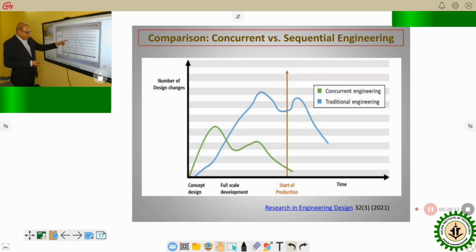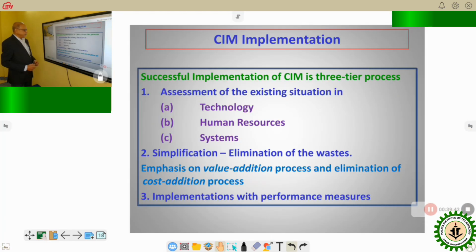So this simple diagram shows that in concurrent engineering, that is in case of CIM, the majority of the design problems can be sorted out at the early stage, thereby dissipating the variations toward the end, during the production onwards. But it is continuous. So that creates your bottleneck or the ripple effect in case of your traditional engineering. That is how concurrent engineering is advantageous and attractive.